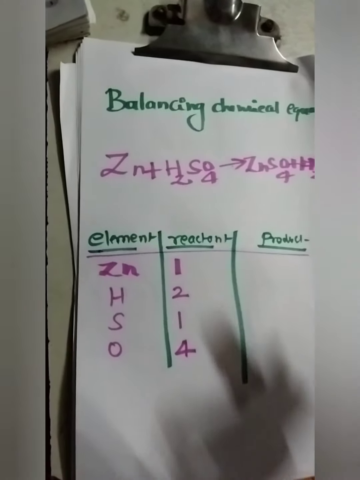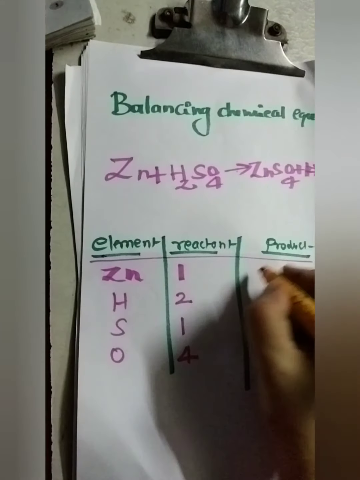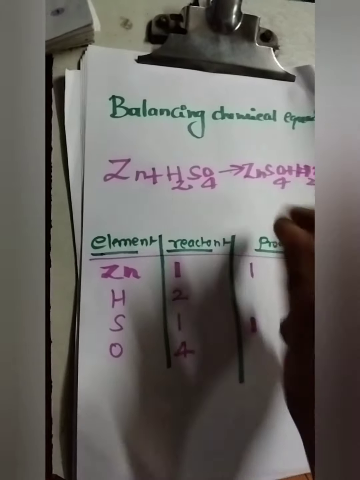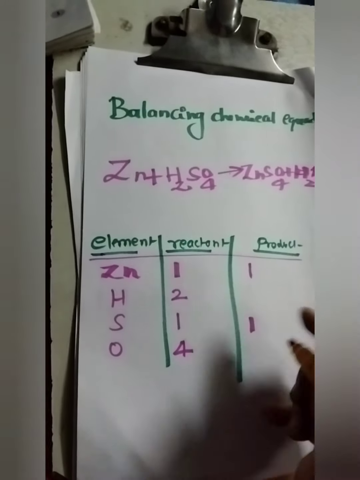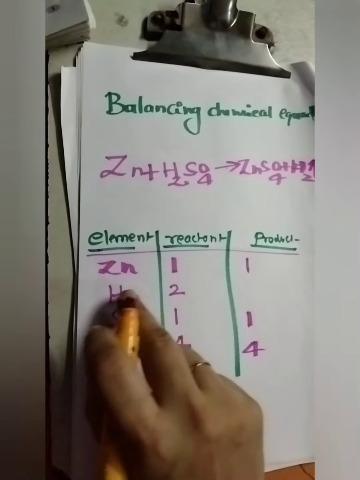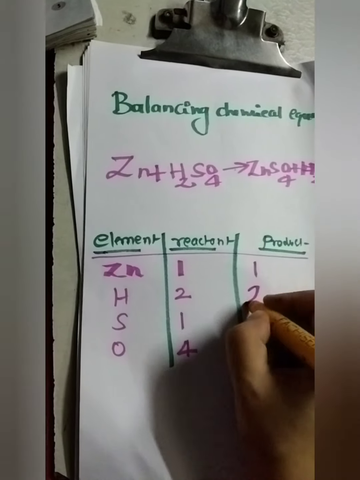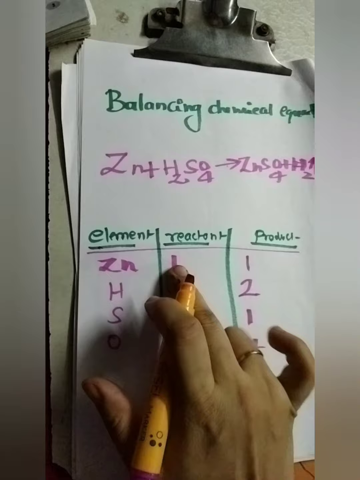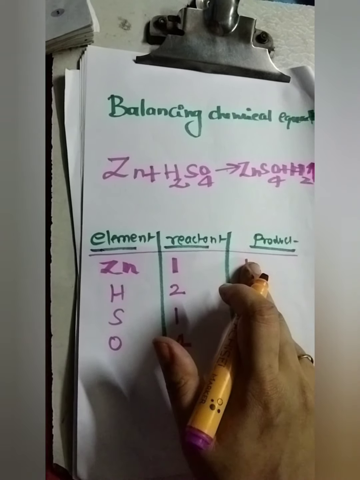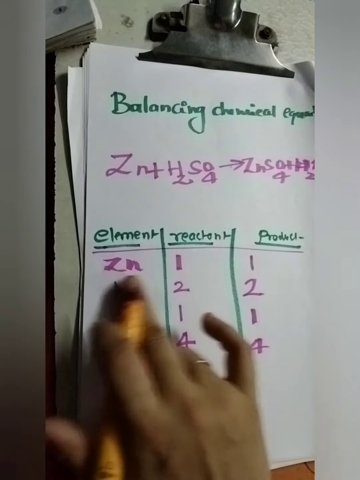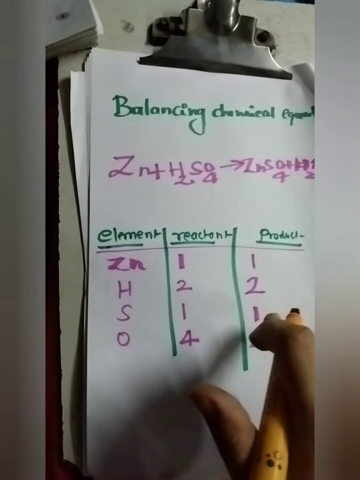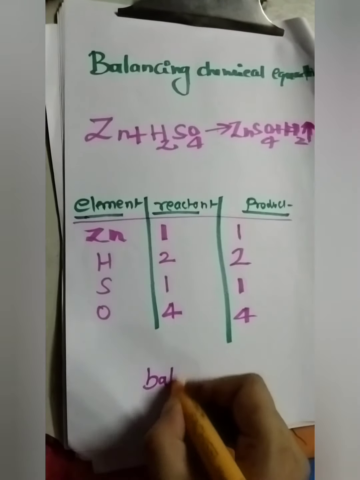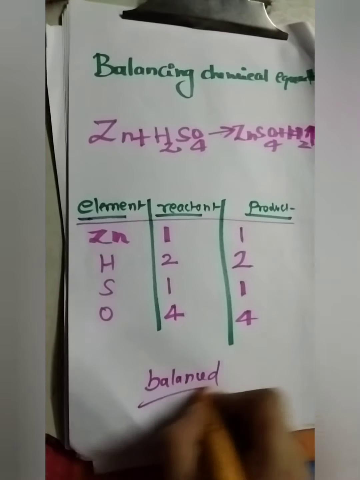Now let us go to the product side. Zn, here again you have 1 on the product side. Sulfur, you have 1. Oxygen, you have 4. Similarly, hydrogen, you have 2 on the product side. You can see that the reactant side and product side have the same number of atoms of Zn, similarly hydrogen, sulfur, and oxygen. It is balanced. We don't have to balance it, it's already balanced.